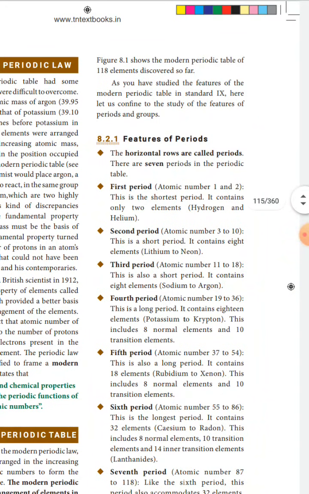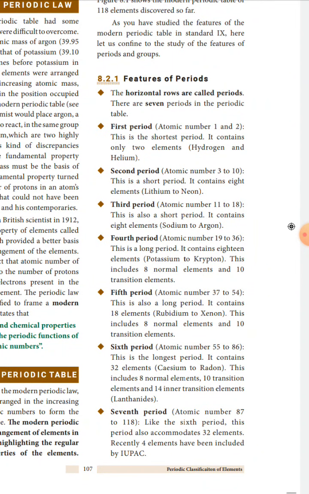Then, as we have studied the features of the modern periodic table, we have already studied the features and advantages of the modern periodic table in 8th and 9th standard. The advantages are: fundamental properties, atomic number, and periods and groups, and the arrangement is very useful to remember and reproduce. The subgroups are discarded, and isotopic elements possess only one position, for example hydrogen.